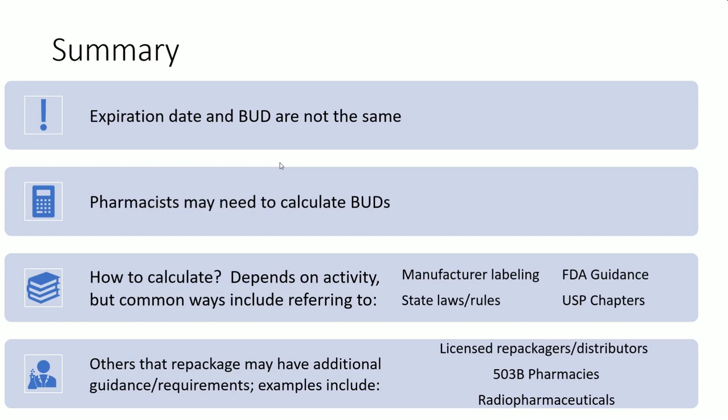You can't take what I just talked about here and apply it to a licensed repackager, which is also an FDA registered licensed repackager and distributor, because they're repackaging with the intent to give to another facility. So they're like the middleman, okay? They have different guidance. And 503B pharmacies and radiopharmaceuticals are just a few examples that have additional guidance or requirements.